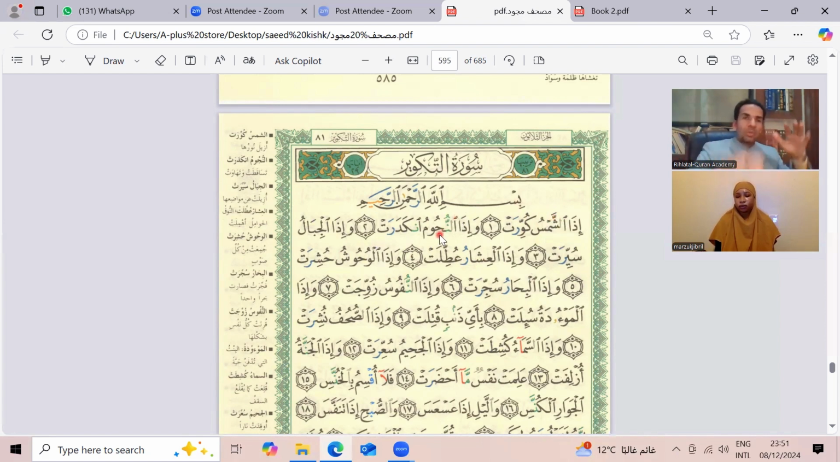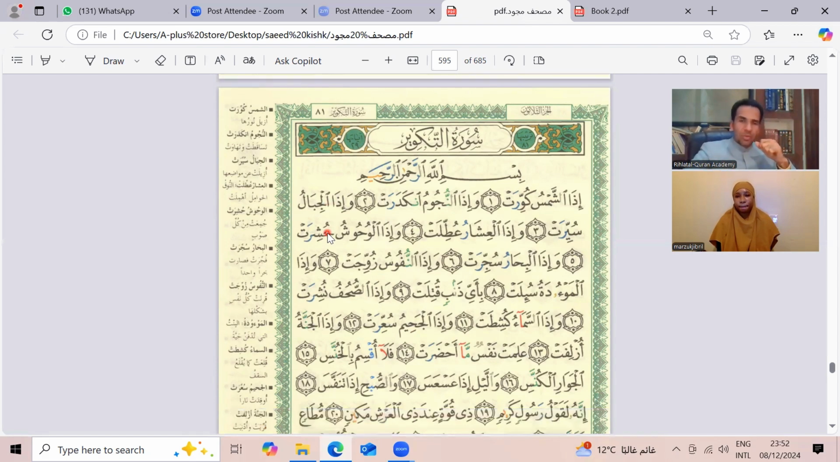Why? Because the Nujum will be dropped. What will happen to Al-Jibal? The mountains will fall, will be removed. And what will happen to the ground, to the earth? We'll get an earthquake. It will be shaken. There will be zilzal, which in Arabic means earthquake.